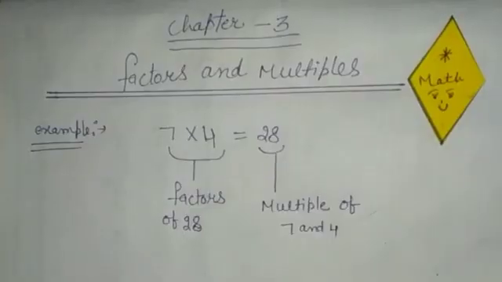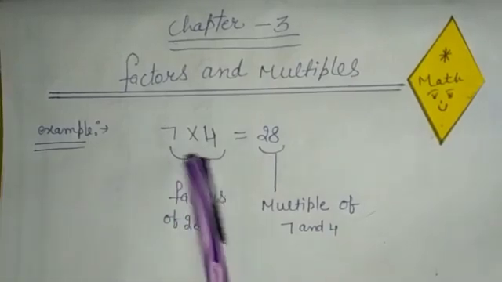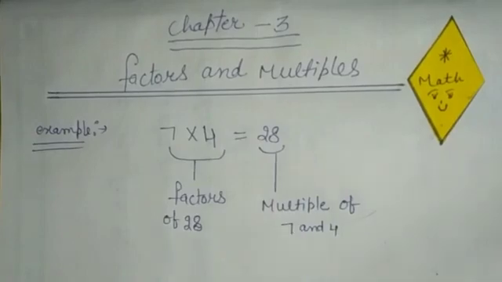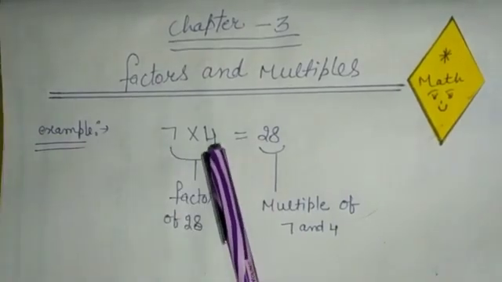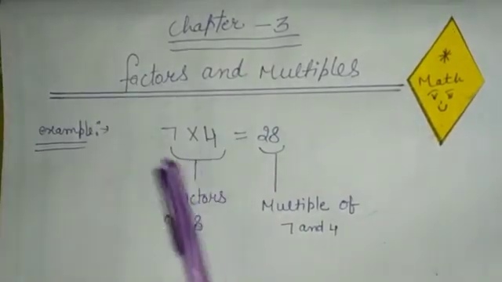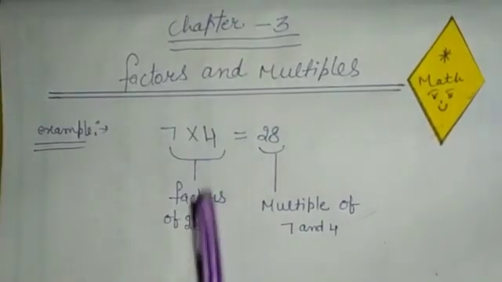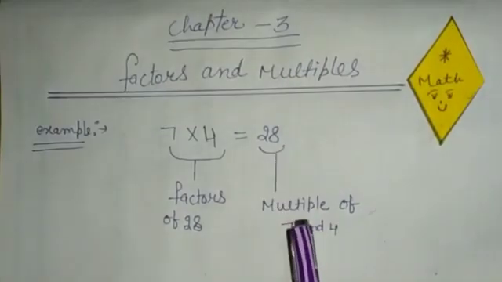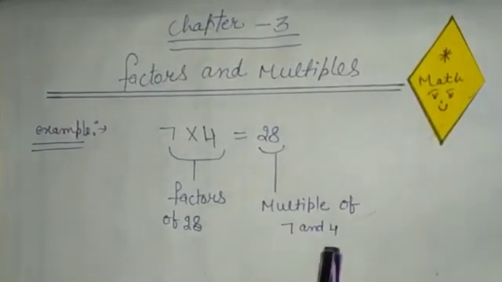So kids, today we are going to start chapter number 3, factors and multiples. We had discussed this topic in grade 4 as well, where I told you these numbers are called factors and this is called multiple. Means if I take two numbers 7 and 4, 7 multiplied by 4 is 28. So 7 and 4 will be known as factors of 28 and 28 is called a multiple of 7 and 4.